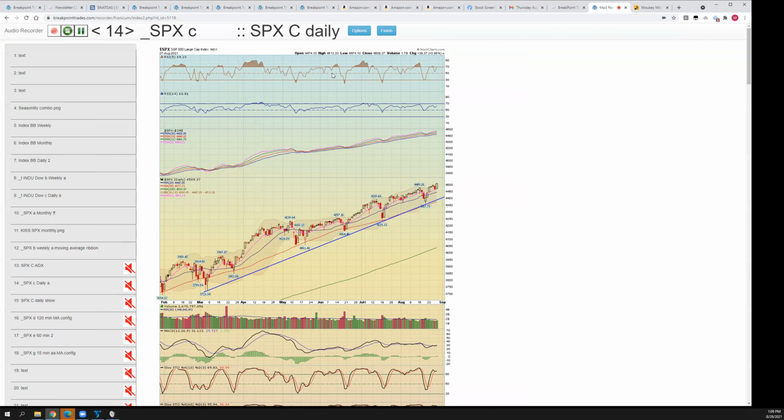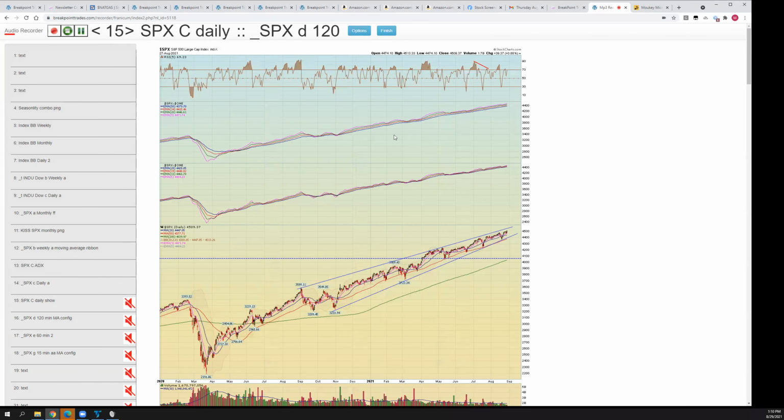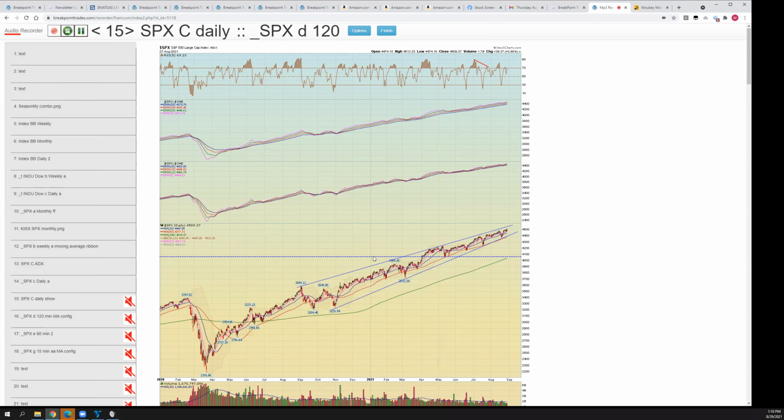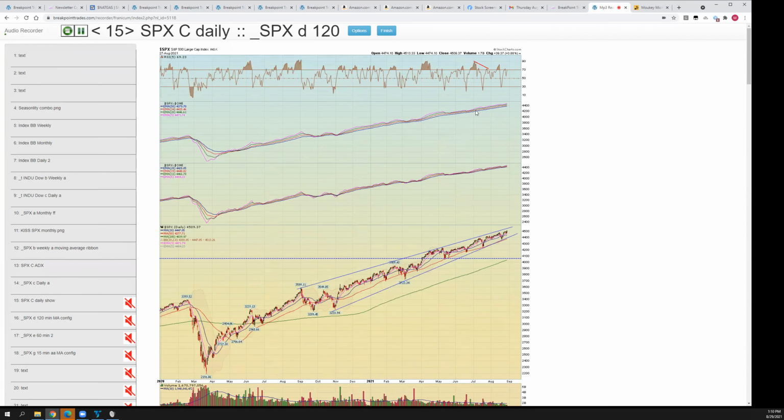Next. Chart 14 is another daily chart, same thing. You can see the moving average ribbon up here. It's remained bullishly stacked the entire year. That's also a very simple guide, guys, if you happen to be new here. Next.